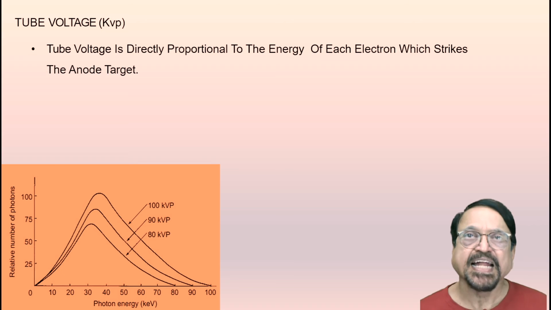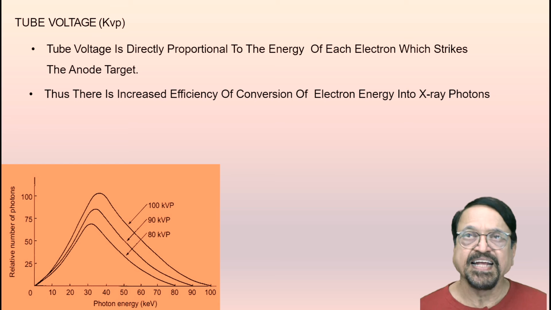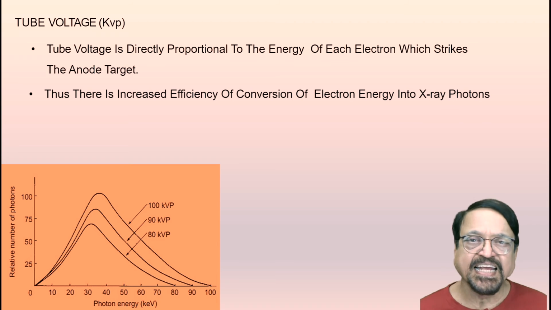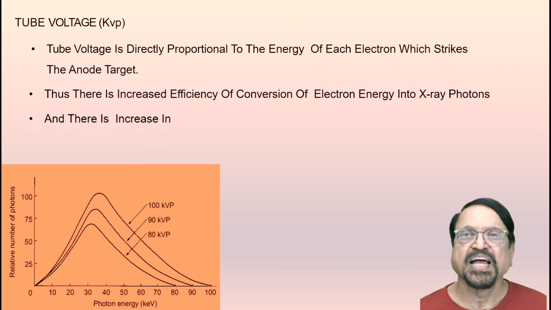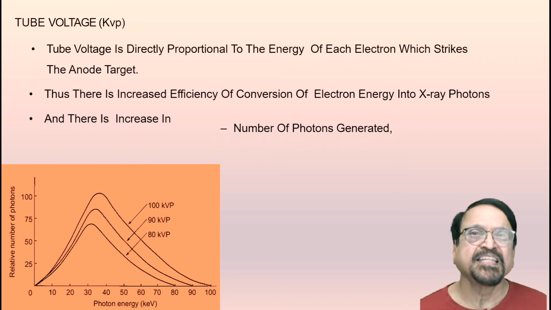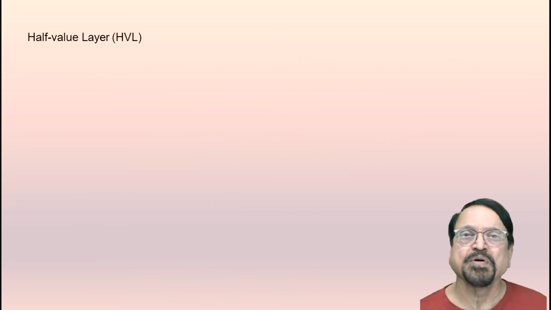Tube voltage is directly proportional to the energy of each electron which strikes the anode. Thus, there is increased efficiency of conversion of the electron energy into the X-ray photons, and there is an increase in the number of photons generated, their mean energy and their maximum energy.